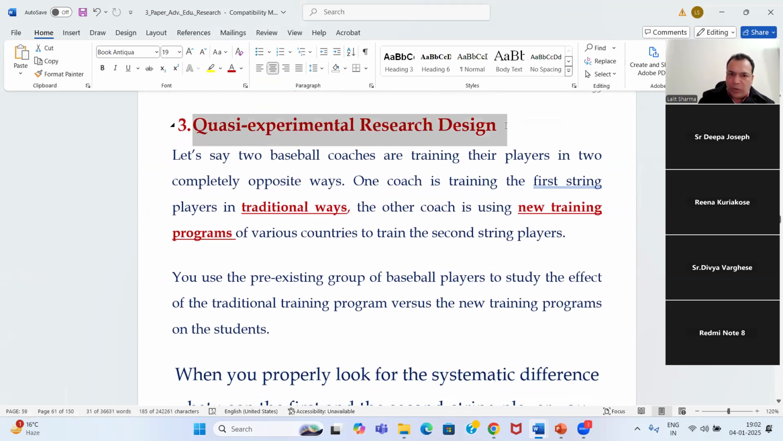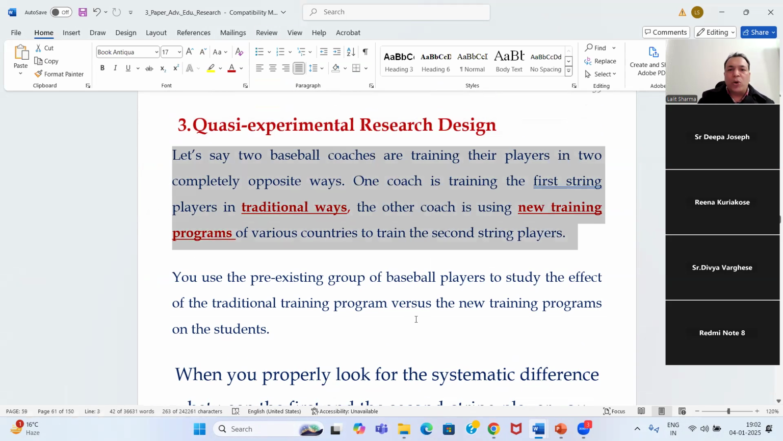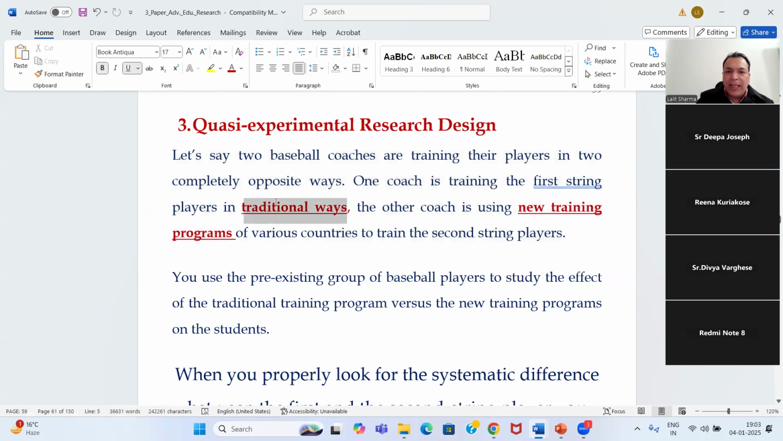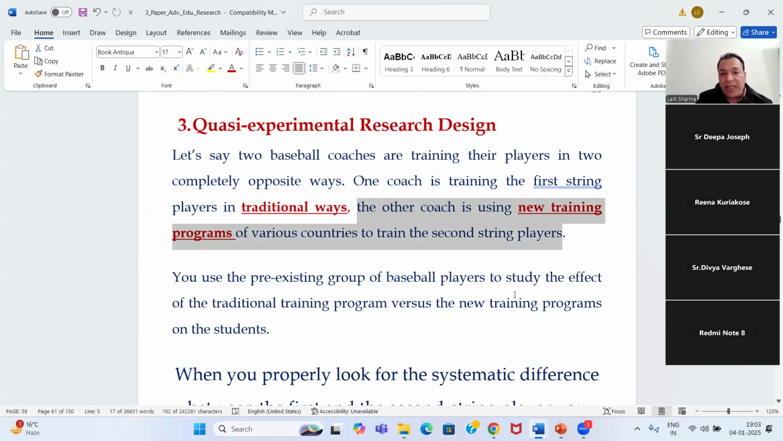क्वेश्चन एक्सपेरिमेंटल डिजाइन, ओके। अब ये देखो क्या है, लेट अस टू बेसबॉल कोचेस आर ट्रेनिंग देयर प्लेयर्स इन ए टू कंप्लीटली अपोजिट वेज। वन कोच, मतलब देयर आर टू कोच, दे आर गिविंग ट्रेनिंग टू अ different person, different teams. One coach is training the first string players in a traditional way, and the other coach is using the new training programs to various countries to train the second string of players.